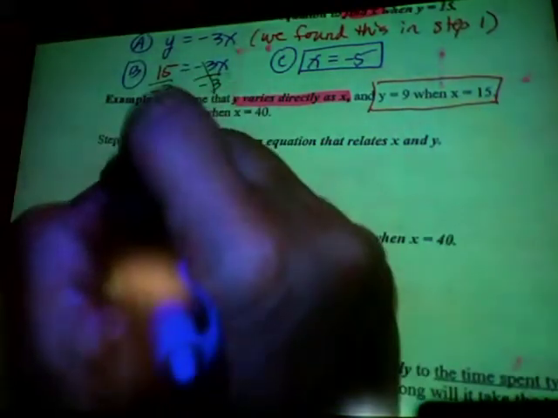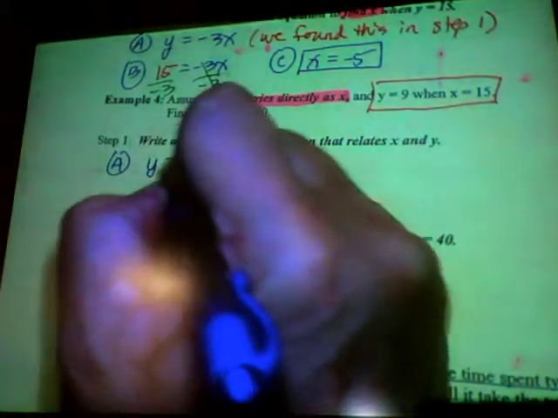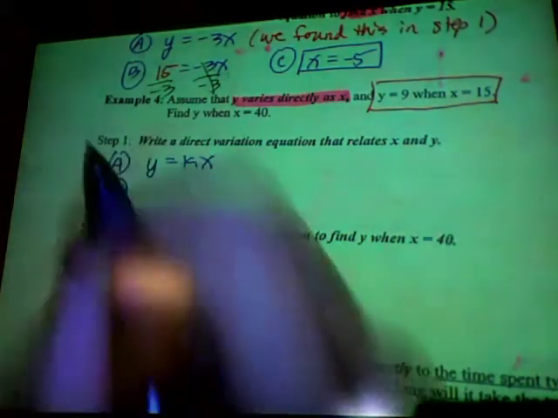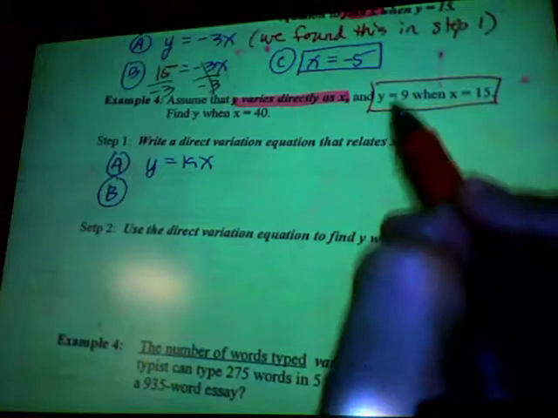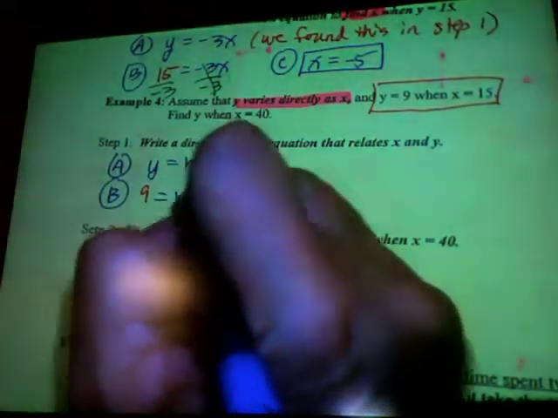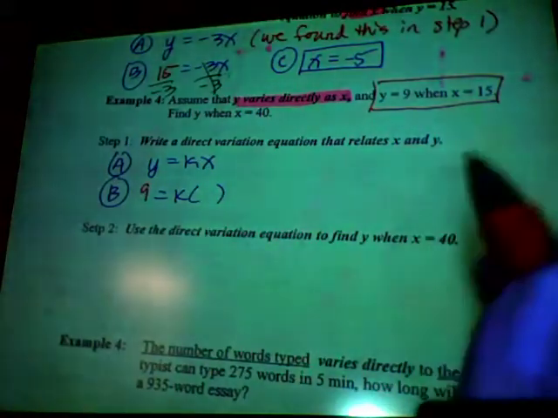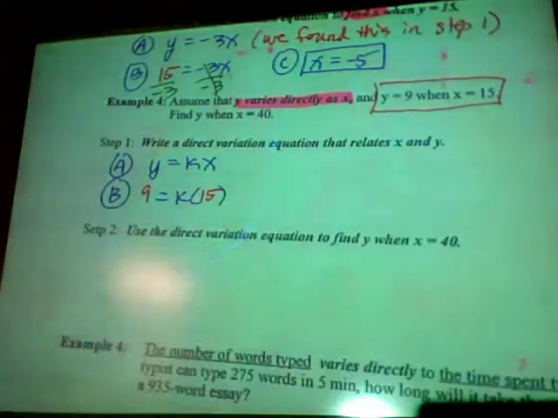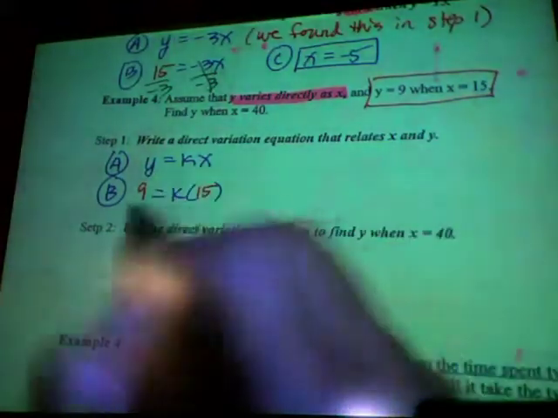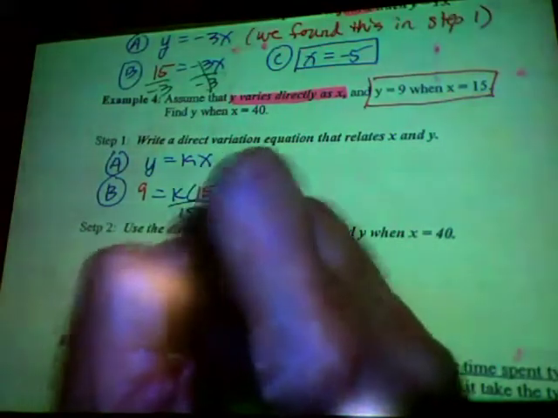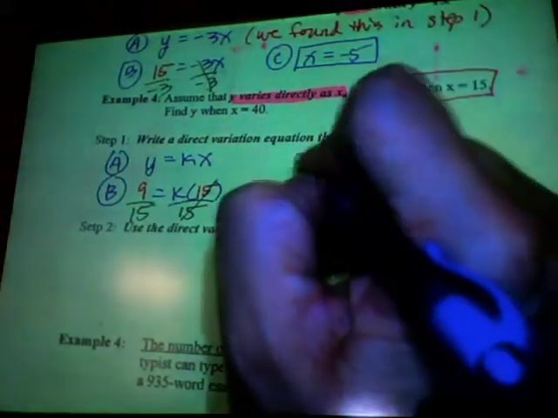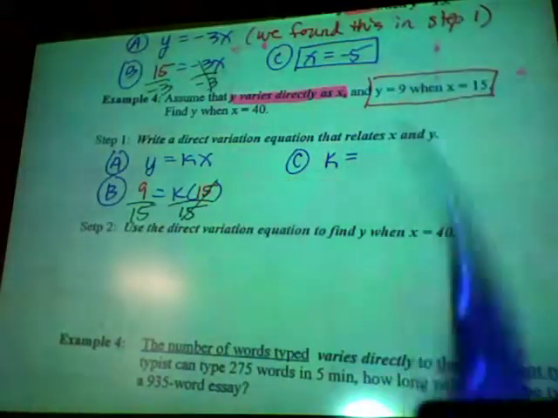Step A, y equals kx. That's your general formula. Step B, plug in your x and y. Y is 9. But this time, x is positive 15. How do you solve for k? Just divide by 15. 15 doesn't go in there nice and evenly, does it? So what does k equal?